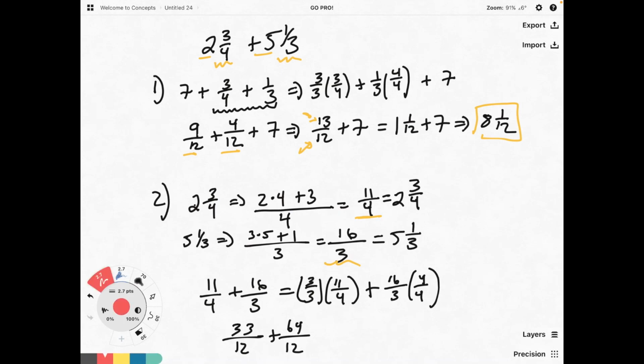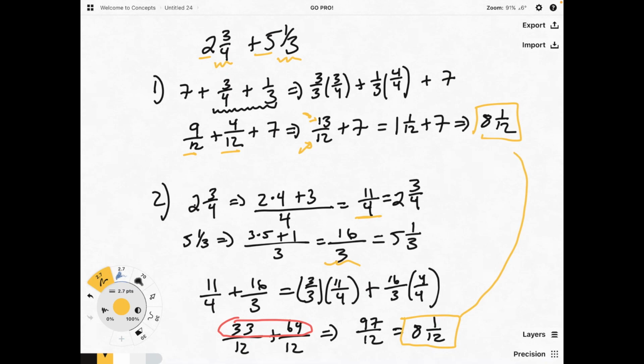Now we add the numerators together because the denominators are the same. If we add the numerators, we're going to get 97 divided by 12. And once this is simplified, 12 can go into 97 8 times, and then 8 times 12 gives us 96, which means there's 1 left over, and this is our answer. And this is the exact same answer that we got when we did it the other way as well.